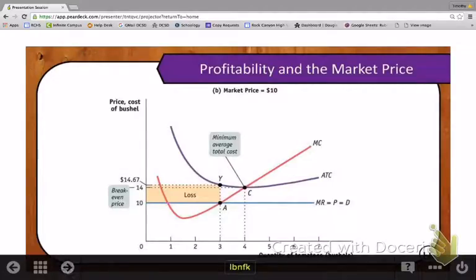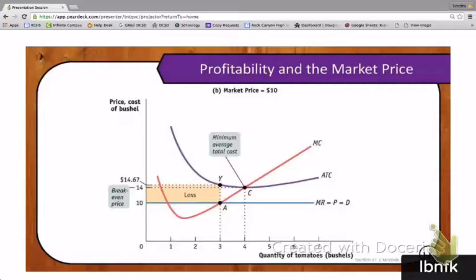Again, here's another graph just showing the same thing. You take the average total cost of $14.67, subtract it from the price of $10, multiply it by the loss minimizing quantity, which in this case is 3, and you see the average total cost curve here drawn above the price rather than below the price. So that tells us we're showing economic losses rather than economic profits. And you can see the minimum average total cost would be at point C. But the profit or the loss minimizing quantity would be point A.